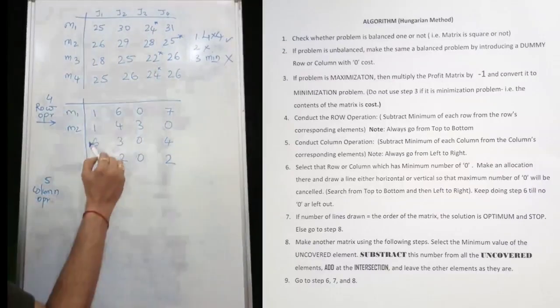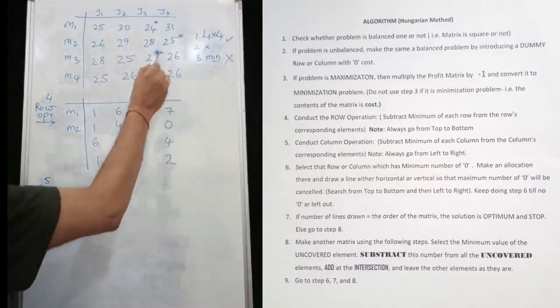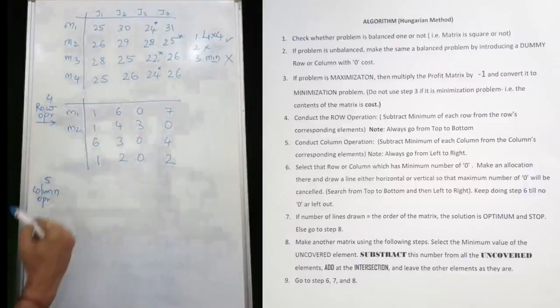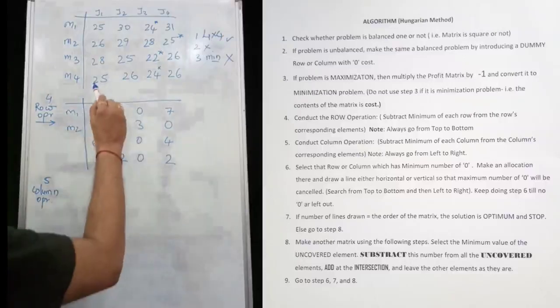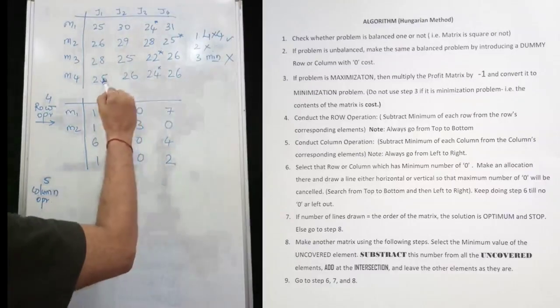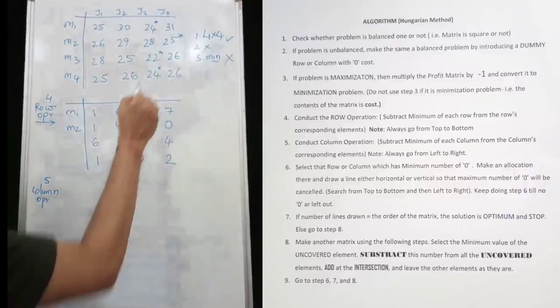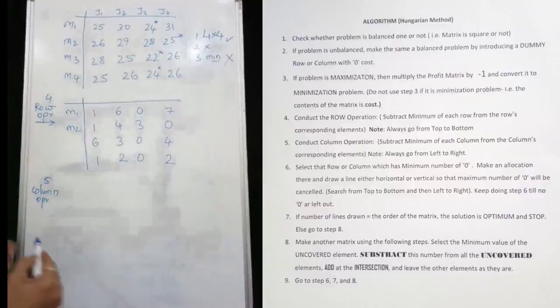So 28 minus 22 is 6, 25 minus 22 is 3, 22 minus 22 is 0, 26 minus 22 is 4. I come to row number 4, M4. Here the minimum is 24. So 25 minus 24 is 1, 26 minus 24 is 2, 24 minus 24 is 0, and 26 minus 24 is 2. Now I have completed the row operation.